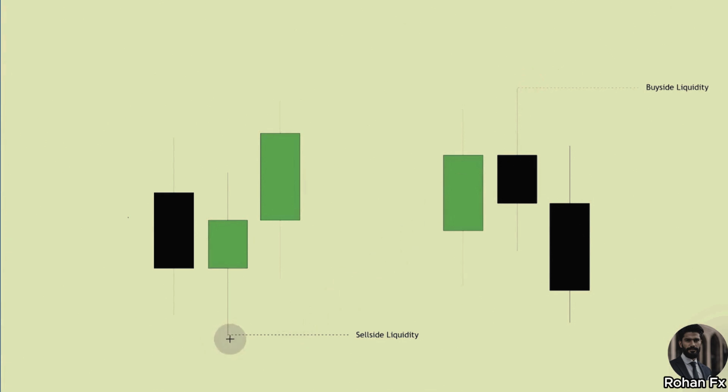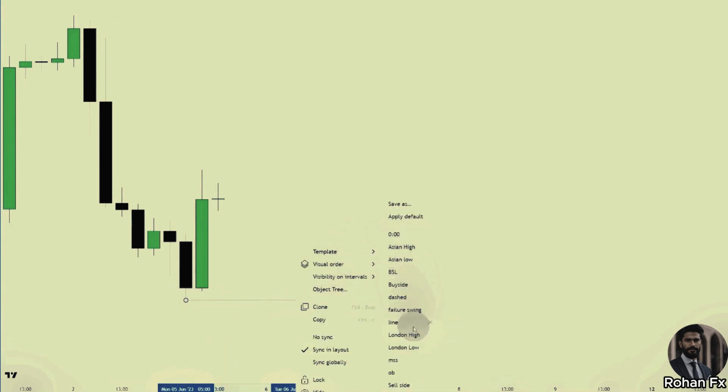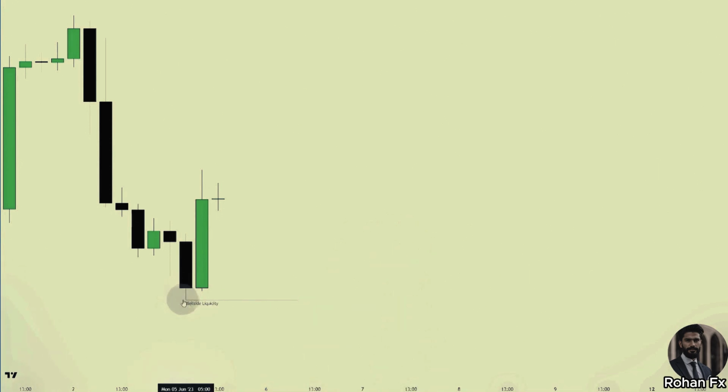Buy-side and sell-side liquidity. From our understanding, we know that sell stops are resting below this level. Buy stops are resting above this level. With sell stops resting below, we refer to this as sell stop liquidity. With buy stops resting above, or at old highs, we refer to this as buy-side liquidity. Smart money looks to pair orders below these lows and above these highs. Now let's jump into the charts and explore some real examples.